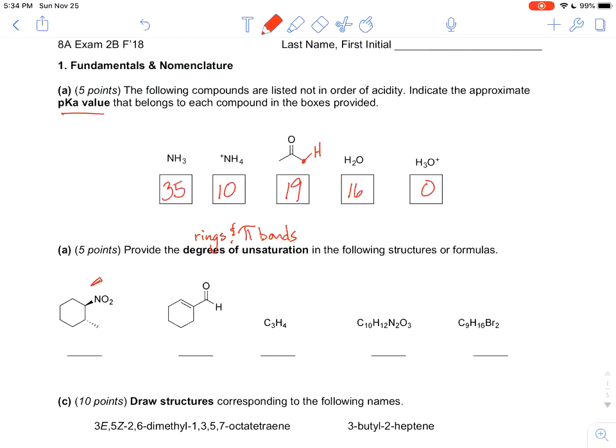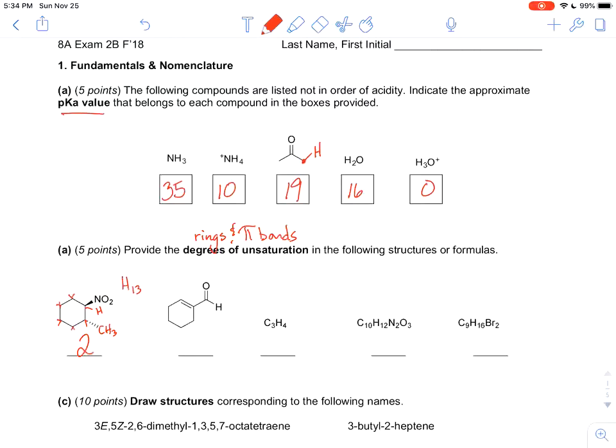And a nitro group has a nitrogen and 2 oxygens. Its Lewis structure is like this. So a nitro group actually adds 1 degree of unsaturation. The total degrees of unsaturation is 2 with the nitro group. And if you didn't know that a nitro group had that double bond, the other way that you could have figured this out is by counting the total number of hydrogens. There's 3, 4, 5, 6, 7, 8, 9, 10, 11, 12, 13.